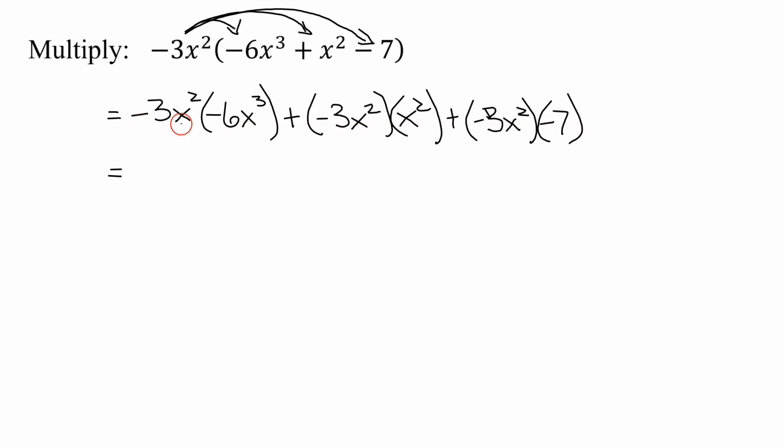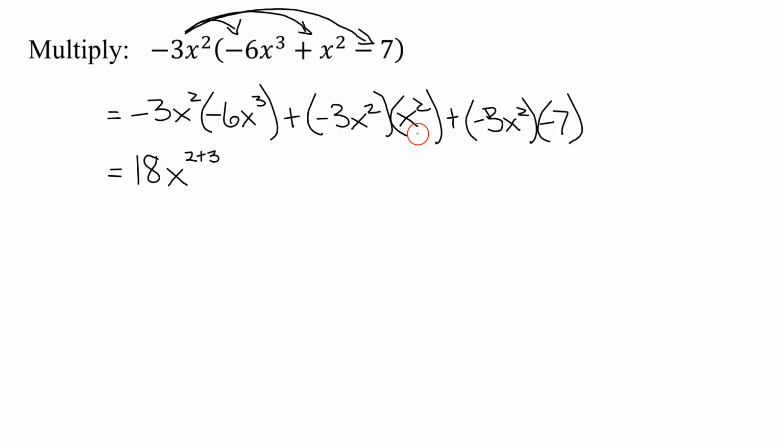So when I multiply these two together here, I'm going to multiply the coefficients. So negative 3 times negative 6 is positive 18. And then I'm multiplying x squared times x cubed. When you multiply like bases, you add the exponents. So I'll have x to the 2 plus 3. I'll simplify that at the next step.